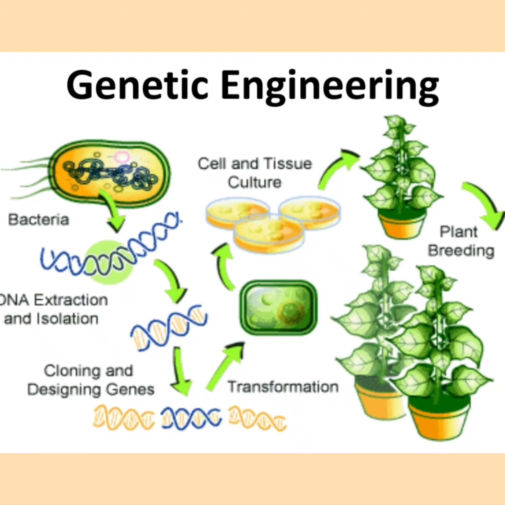The bacteria is taken and the DNA is extracted and isolated from the bacteria, and the cloning and designing of the genes is done, and transformation is done and it is introduced in the bacteria again, and the cells and tissue culture is done. These cells of the bacteria are introduced into the plants and the plants are allowed to breed themselves, causing excessive commercial production of plant breeding.